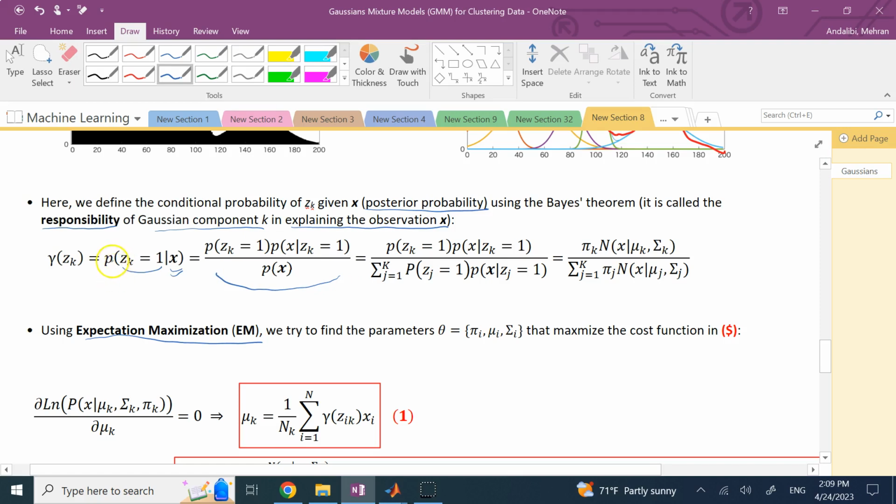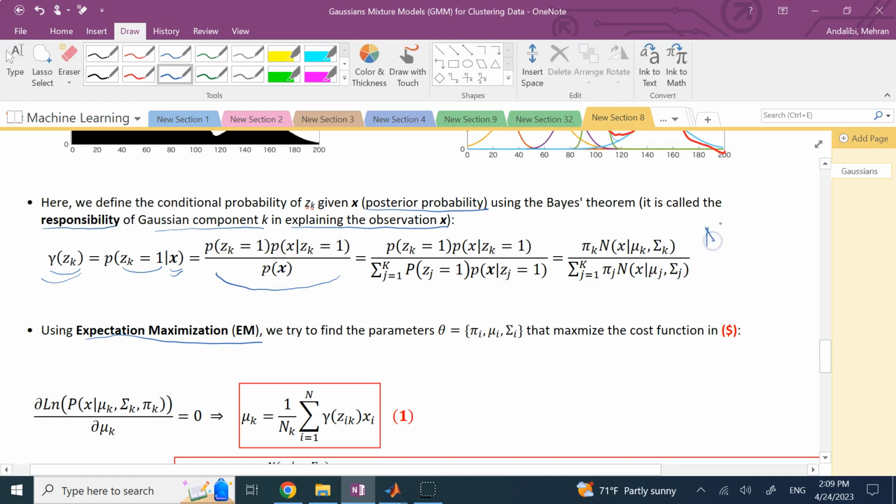So what is the chance that Z of K equals 1 if I have all of these observation X's, which I can show with the function gamma of ZK. And again, based on the Bayes formula, it's going to be P of ZK equal 1 times P of X given ZK equal 1 divided by P of X, right?